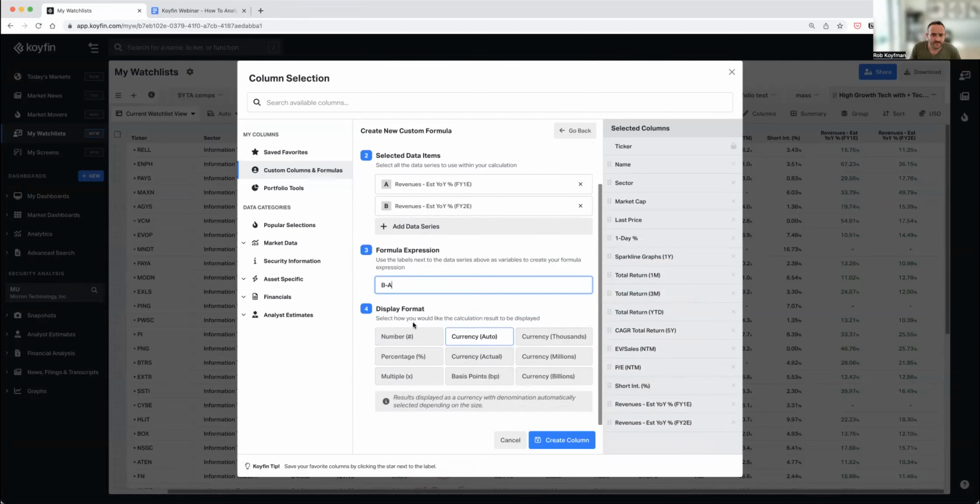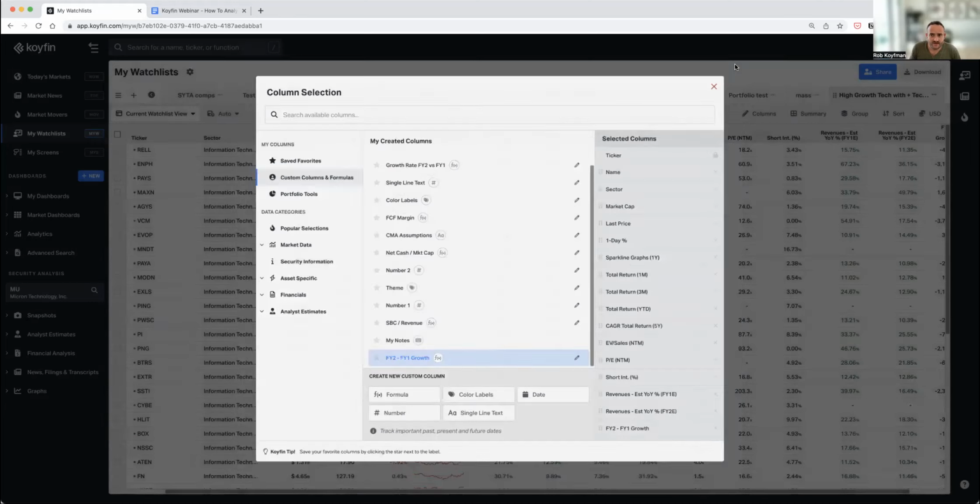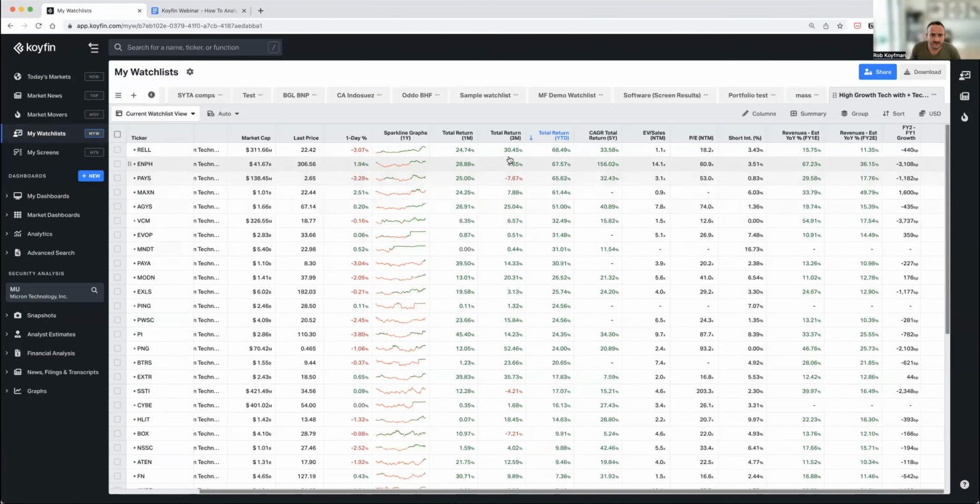A. I want to display this as a basis point because I'm subtracting two percentages, which is really a basis point. I create a column. My column is now here in my created columns. I choose it. It gets selected here, and now I have it here in my watch list.